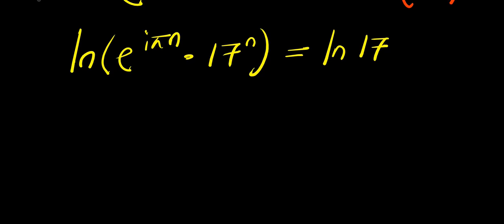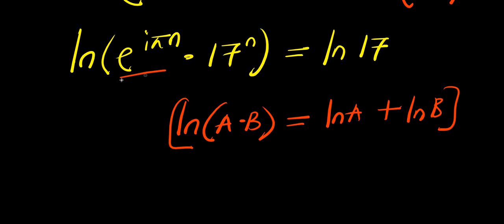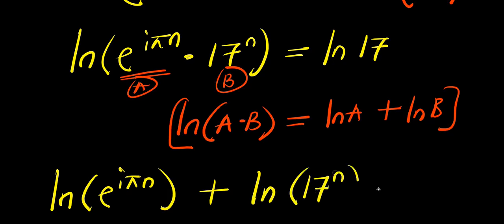For you to solve further, you consider this identity. If you have natural log of a times b, this equals natural log of a plus natural log of b. Meaning e to the power of i times pi is my a, this is my b. So applying this identity, we have natural log of e to the power of i times pi times n plus natural log of 17 to the power of n equals natural log 17.